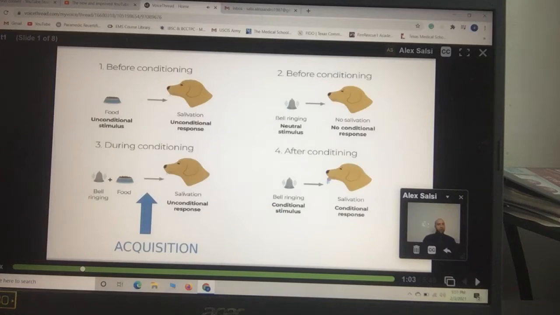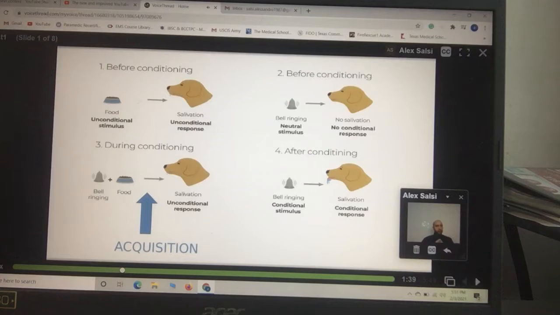Mr. Pavlov has historically worked with dogs. He trained dogs to associate an unconditioned stimulus, food, with a neutral stimulus, the ring of a bell. At the beginning of the process, as we see in number 1, before conditioning, the dog would respond to the unconditioned stimulus, the food, with an unconditioned response, a natural response, which would be the salivation at the presence of the food. Before the conditioning, the dogs will not have any response to the ring of a bell.